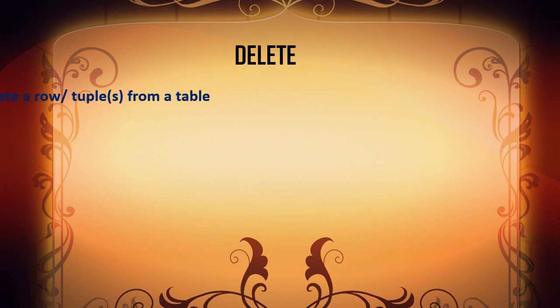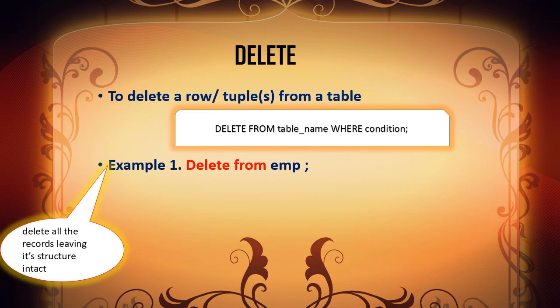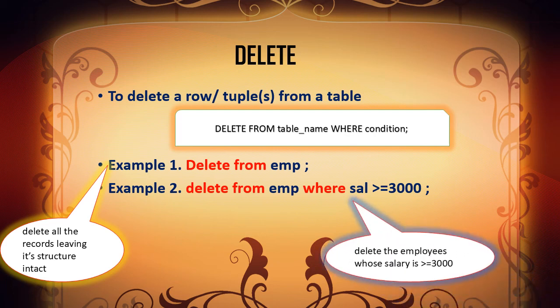And next, delete. You can delete a row or rows from the table. Delete from table name where condition is the general form. If you give delete from EMP, all the rows will be deleted, but the structure will not be deleted. Only the records alone will be deleted. And next, you are deleting the employees whose salary is greater than or equal to 3000. Those records alone will be deleted.